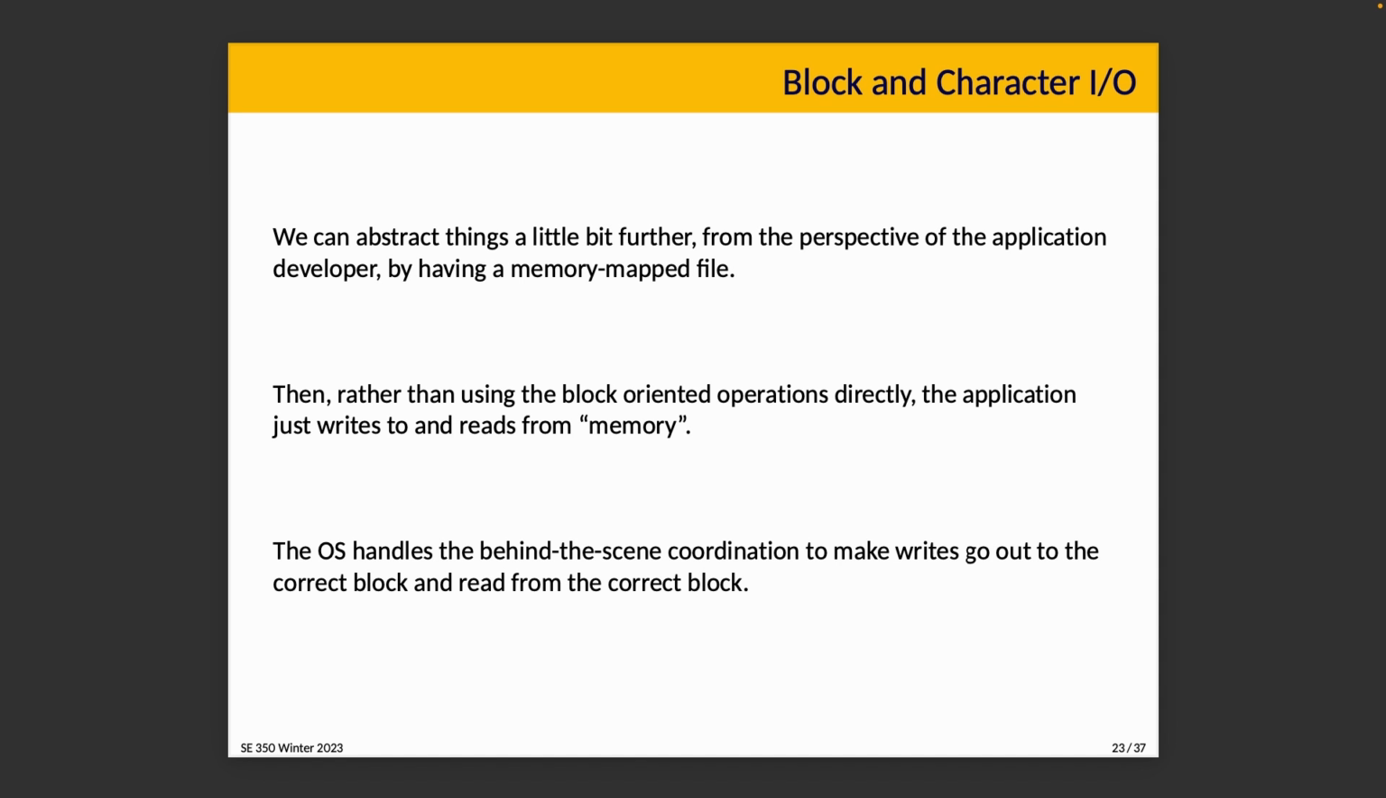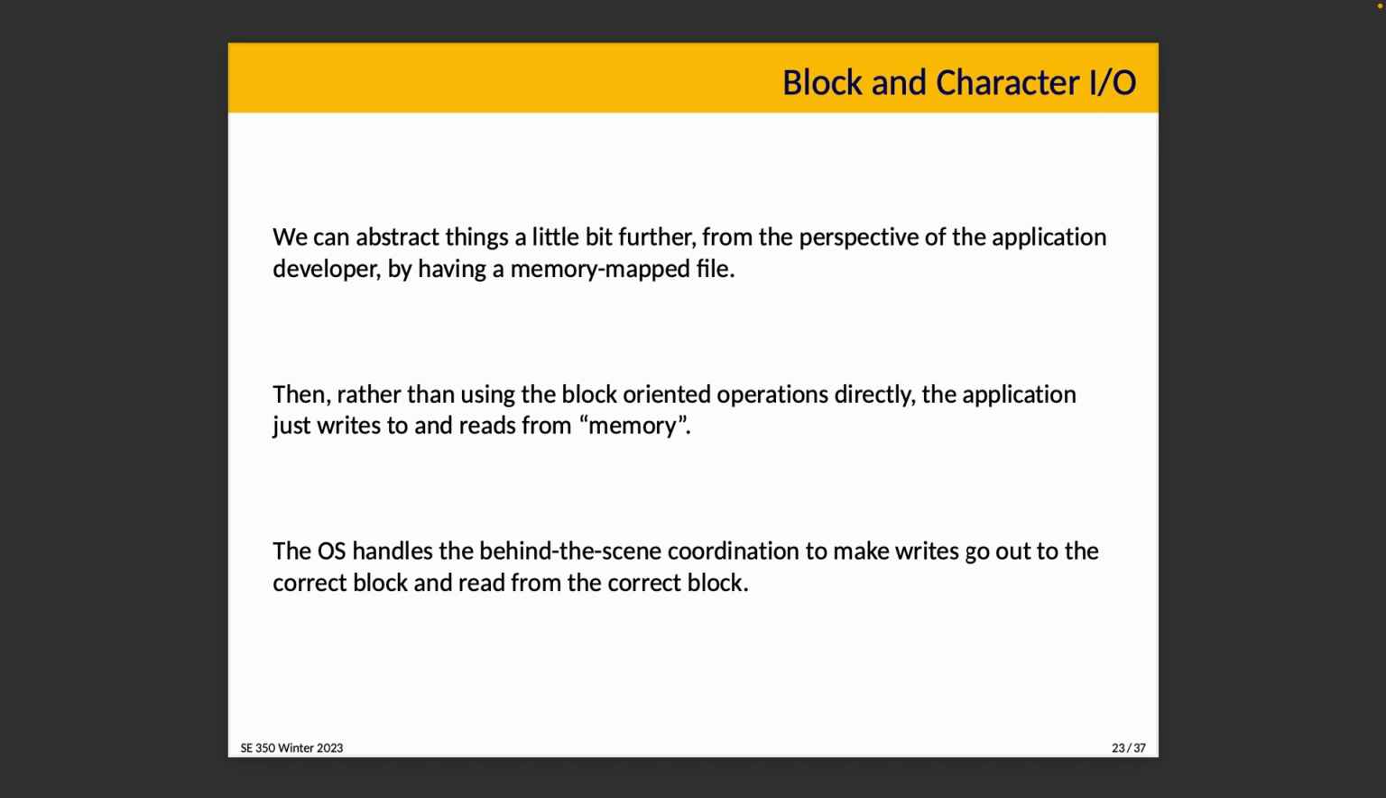So we can abstract things a little bit further from the perspective of the developer by using memory mapped files. If you remember this from the inter-process communication topic, then now we're just on the other side of it. And when we're on this side of it, we don't have to actually do quite as much. Rather than using the block-oriented operations directly, the application reads and writes to and from "memory," and in the implementation, really that's just some behind-the-scenes coordination to make sure that when the data is written to a particular location in memory, we just flush it out to disk as is appropriate for the request that we've been asked to handle.